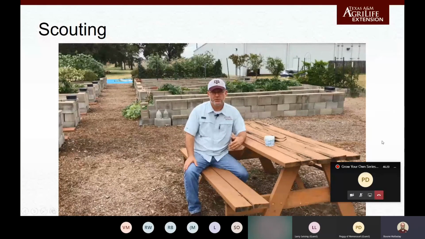So we're going to be walking around, and I'm going to show you some examples in this garden of stuff that we might want to be looking for.